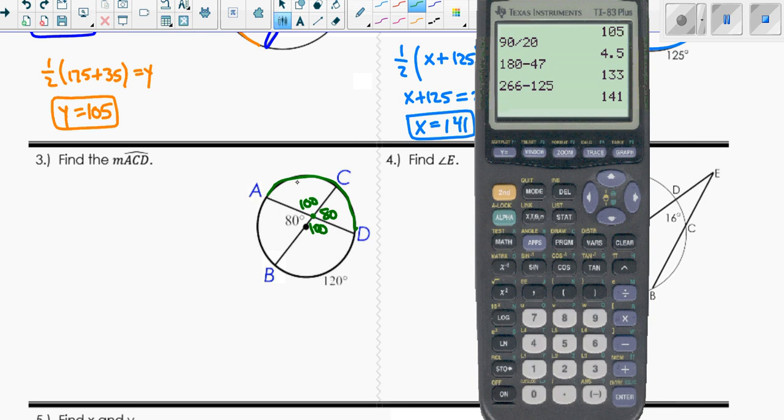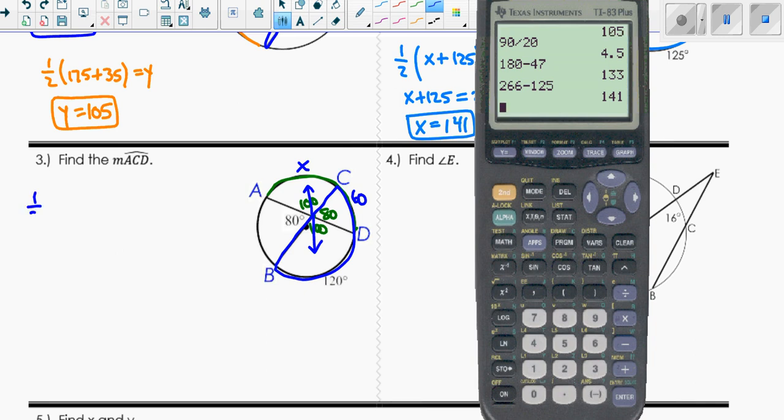If I want to figure out the measure of ACD, let's see. This is a diameter right here. So that means that this is a semicircle. So if I have 120 already, this has to be 60. So what I need to figure out then is this in order to figure out ACD. Notice that that x opens up from here. So that kind of helps me start my equation.